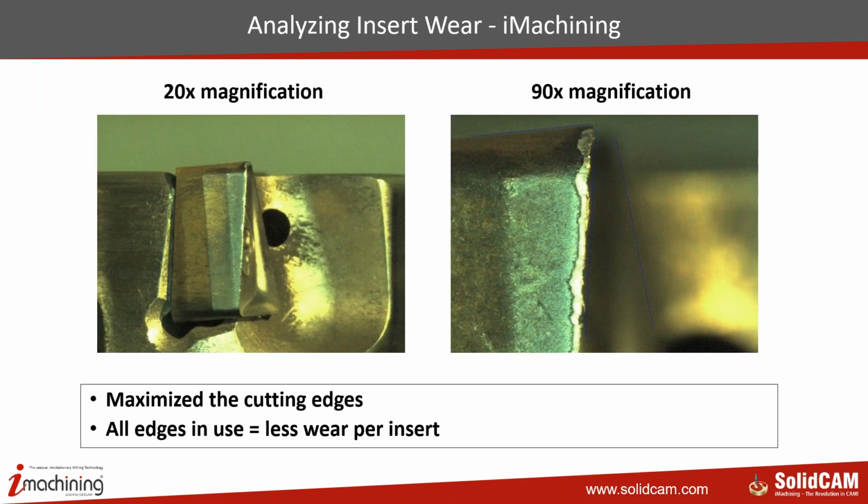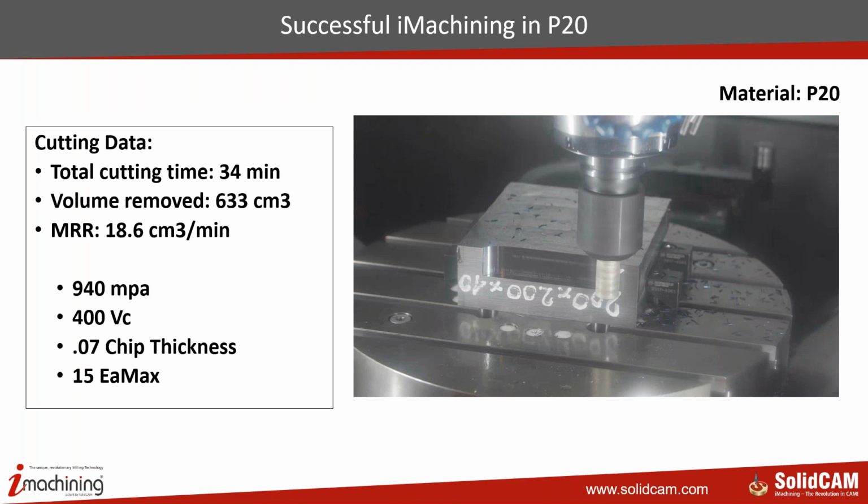Let's look at the tool wear on the inserts. We can see some wear on the cutting edge, but much less than the inserts used with standard cutting. We then took a similar strategy of iMachining to some P20 tool steel. Let's watch the video.